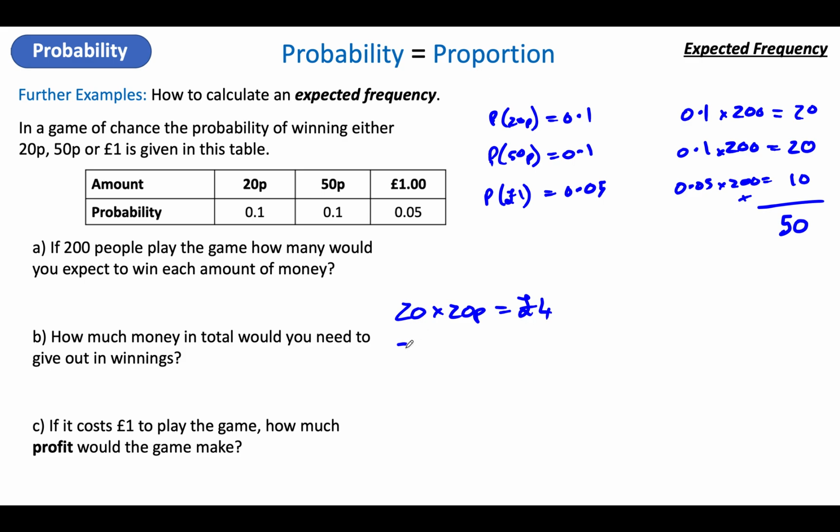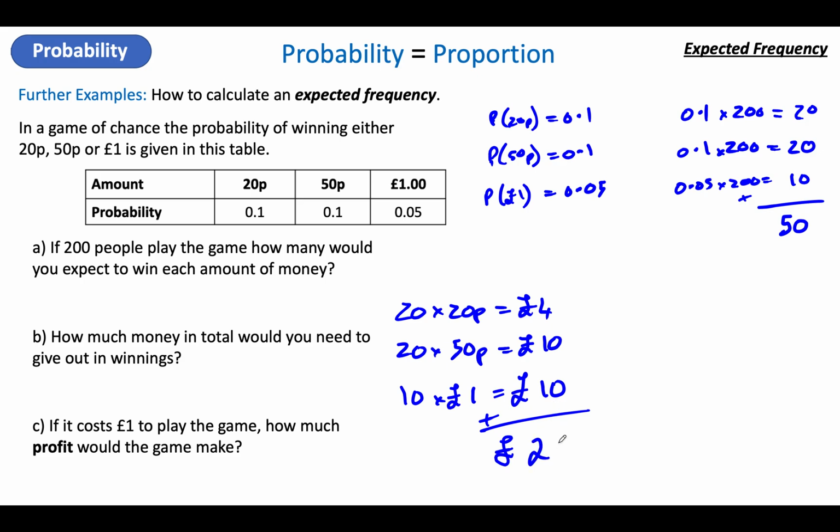I've got the same number of people winning 50 pence, so that's £10. And then I've got those 10 people that are winning £1 each, so that is also £10. So how much would I need to give out in total? That's the total of these, which is £24. So that's part B. That's £24. Oops, that's 20 there, 24.